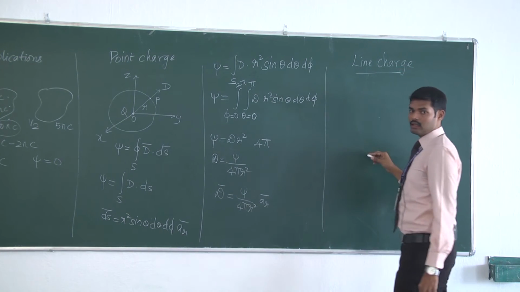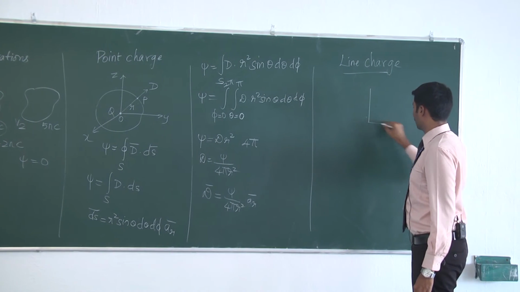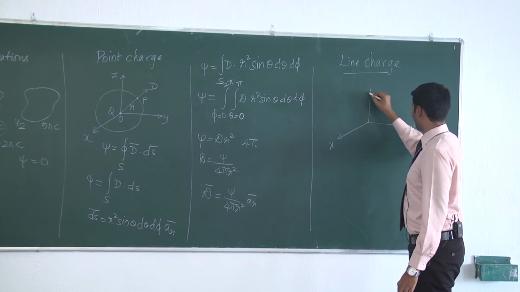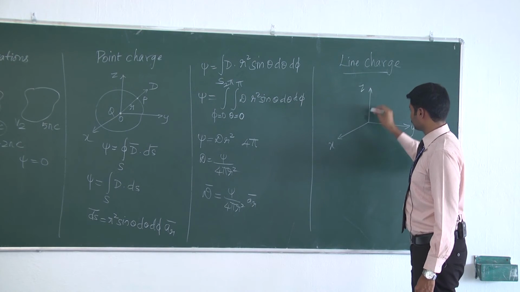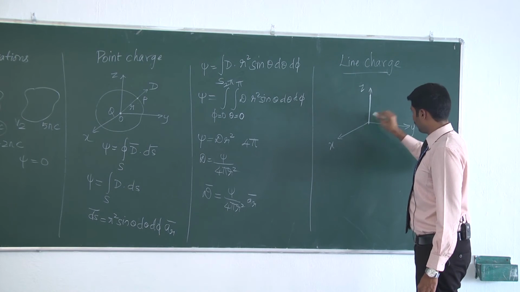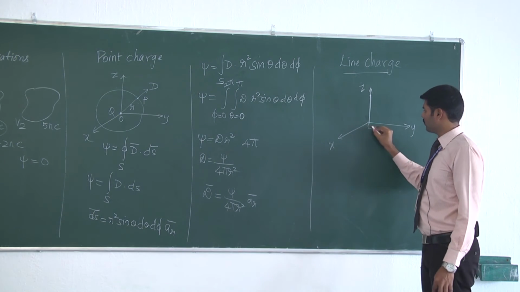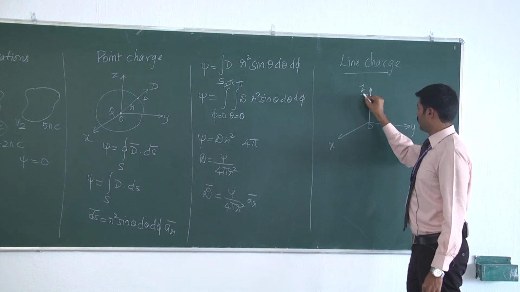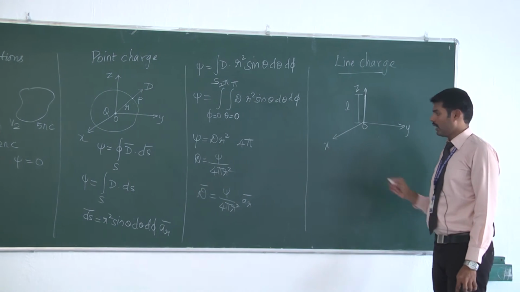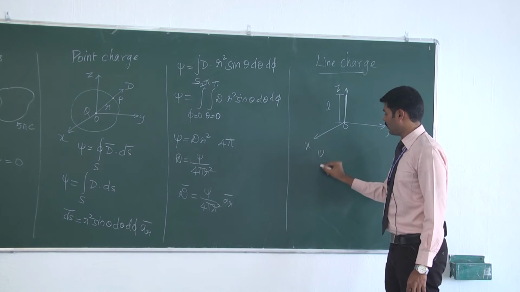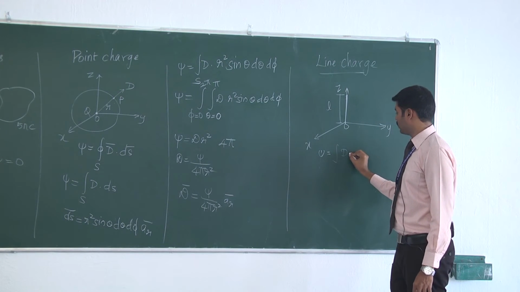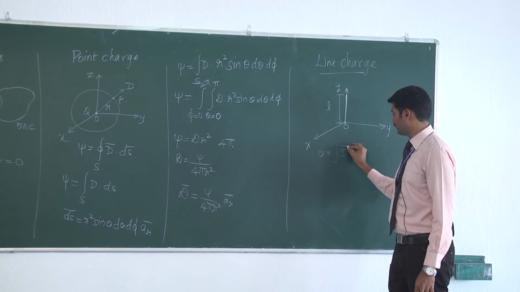So let us consider a line charge that exists along the 3-dimensional axis x, y and then z. Let the line charge, we shall keep it along the z axis from the origin. So let us assume the length of the line charge be small l. While we are applying the Gauss law, psi will be equal to integral of D dot dS vector.